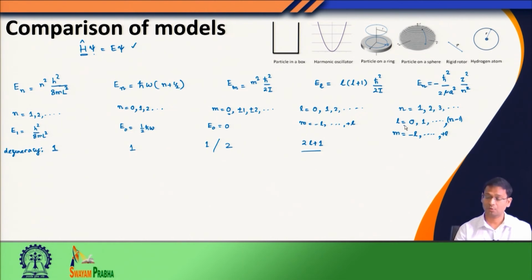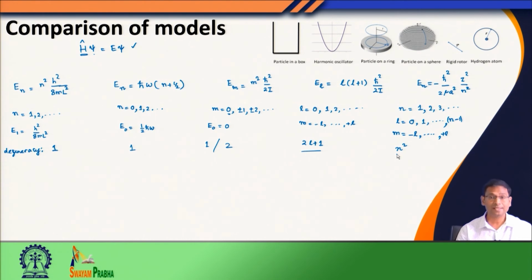So, for n equals 1, we have 1 L value, that is 0. For n equals 2, we have two L values, that is 0 and 1, and for a given value of n, we have n number of L values, and for each L value, we have 2L plus 1 number of m values. When we take them together, we see that the degree of degeneracy is n square. So, for n equals 1, we have 1 energy level, when n equals 2, we have 4 energy levels, and so on and so forth.